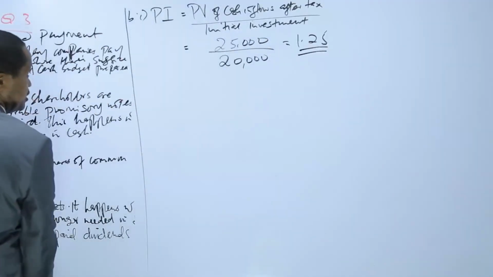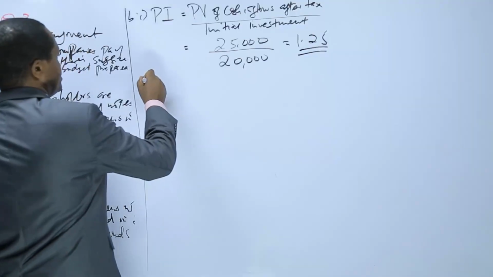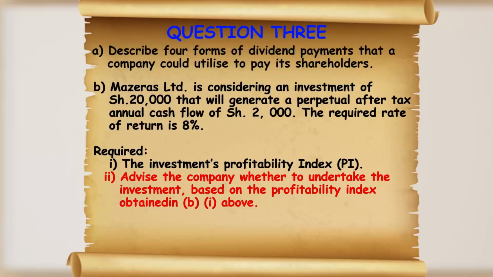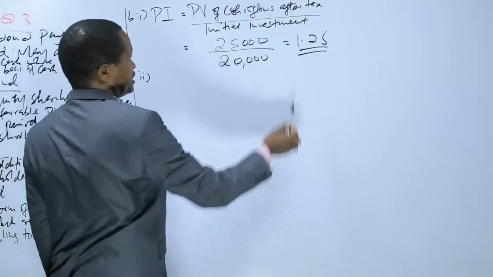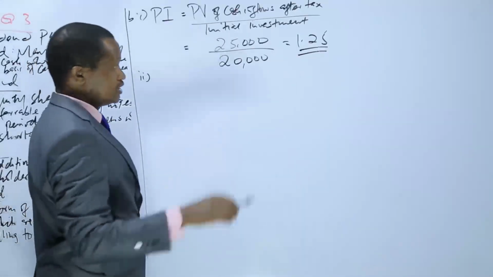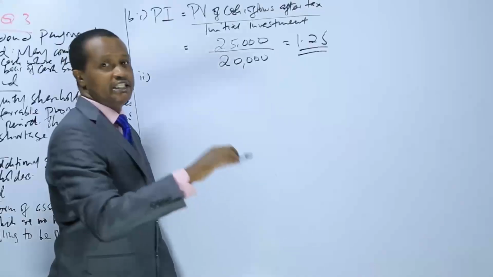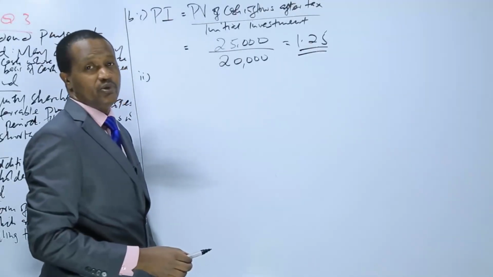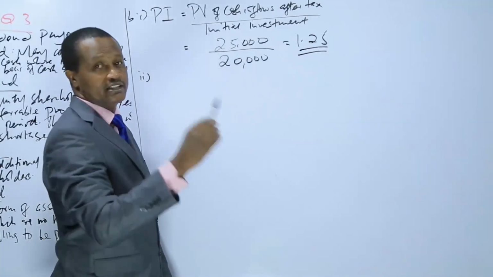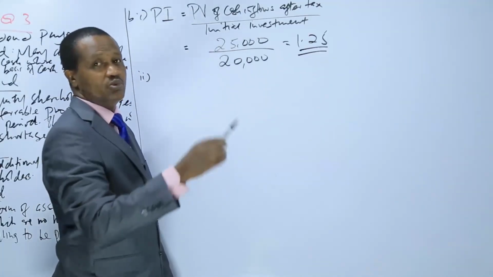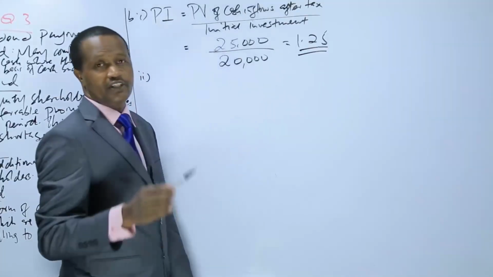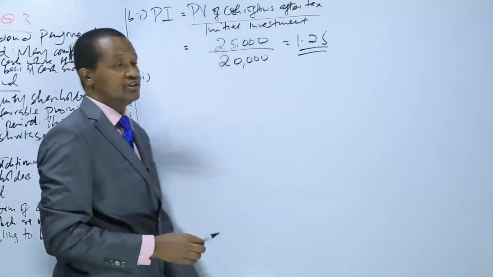Then Roman 2, we are expected to advise. Advise the company whether to undertake the investment based on the profitability index. So based on this profitability index, should the company invest in the project or not? Candidates, we know the decision criteria under PI: when the PI is greater than 1, then accept the project. If the PI is less than 1, then that project should not be accepted. If the PI is equal to 1, then the investor is indifferent. He can either choose to invest or not.